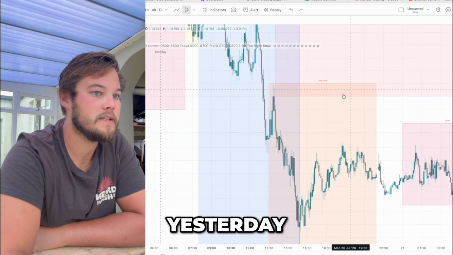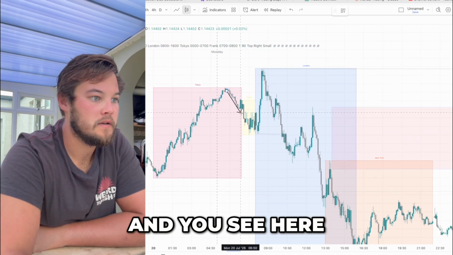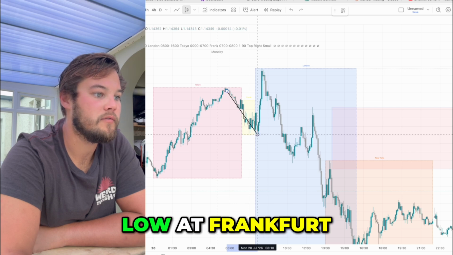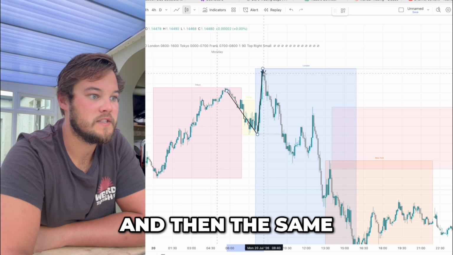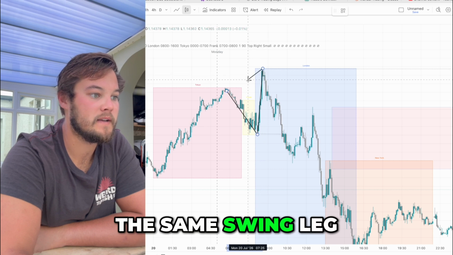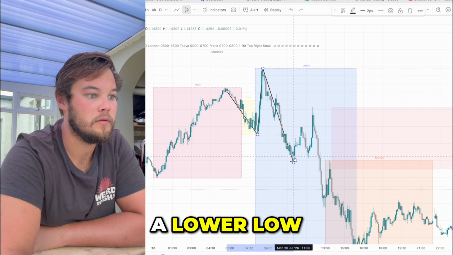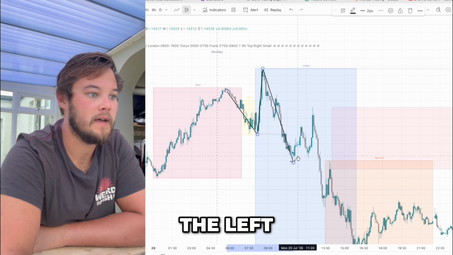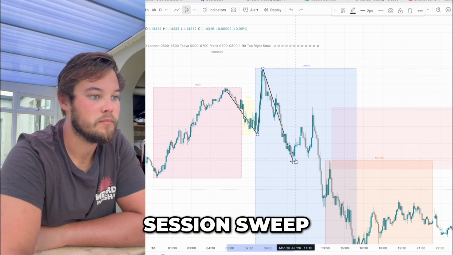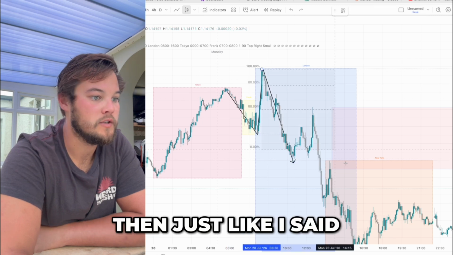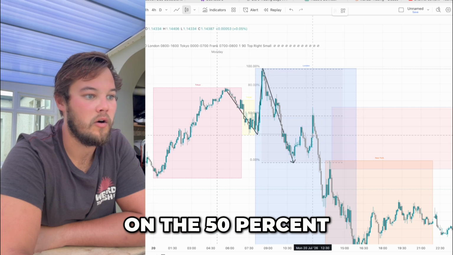So for example, yesterday we had a nice trade, a winner, and you see here, we created a low at Frankfurt, we swept Asia high and New York high, and then the same swing leg that broke the structure then created a lower low, breaking this structure to the left. That's the entry model there. Session sweep, break of structure immediately after. And just like I said, the limit order goes on the 50% of that swing leg.